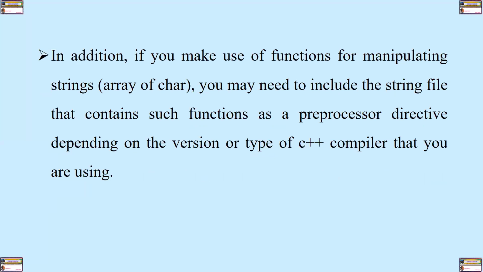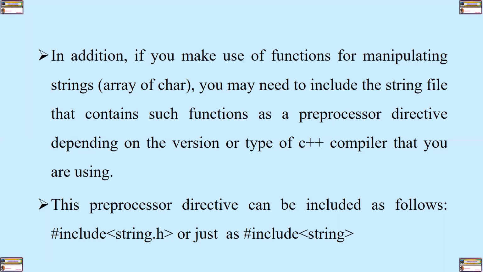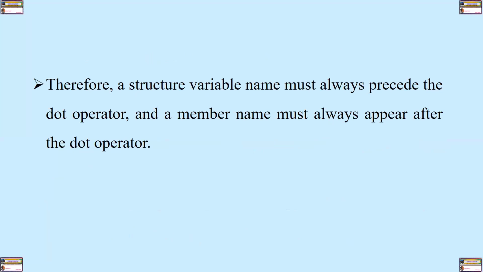In addition, if you make use of functions for manipulating strings or arrays of char, you may need to include the string file that contains such functions as a preprocessor directive, depending on the version or the type of C++ compiler that you are using. This preprocessor directive can be included as follows: #include <string.h> or as #include <string>. It depends on the version of C++ that you are using.